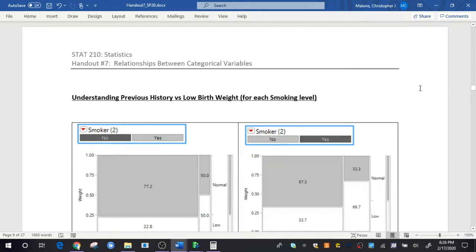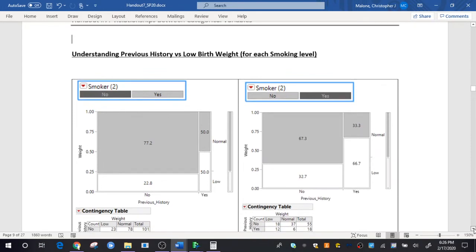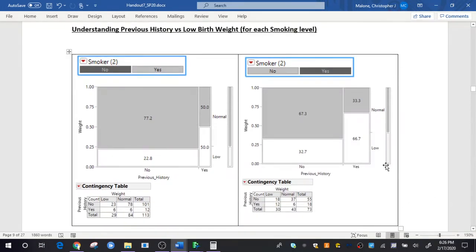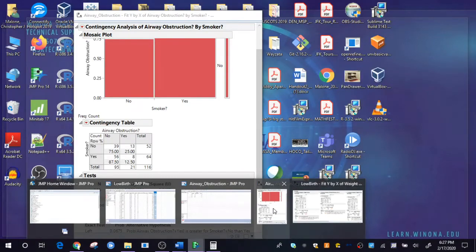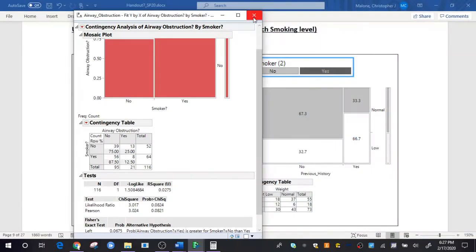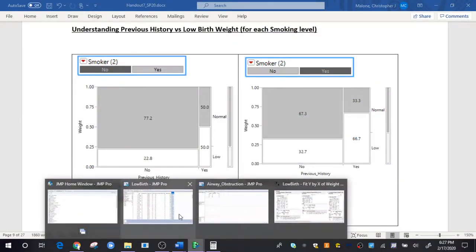So again, this is going to be on page 9. So here I'm actually conditioning on two things. My goal here is to understand low birth weight. I'm going to condition on previous history, but I'm also going to condition on whether or not the mother was a smoker. So this is going to allow me to look at combinations of things.